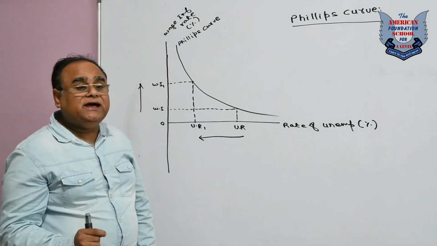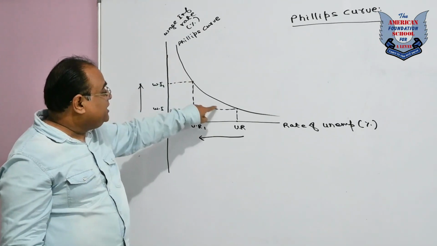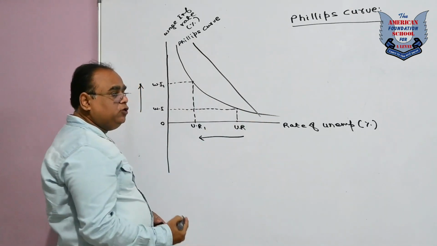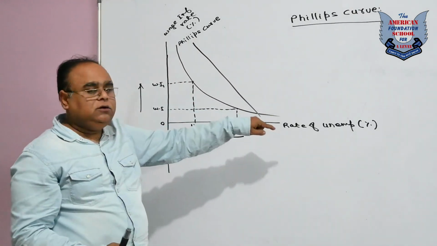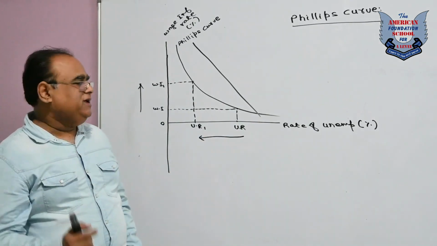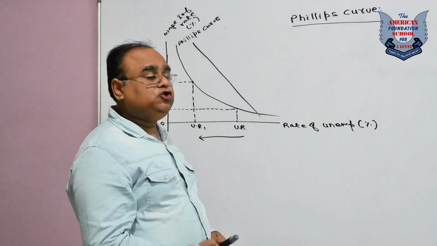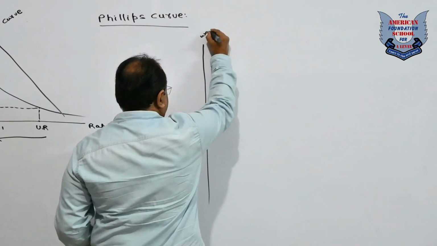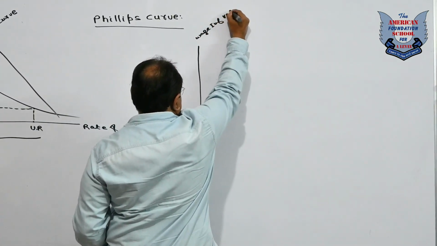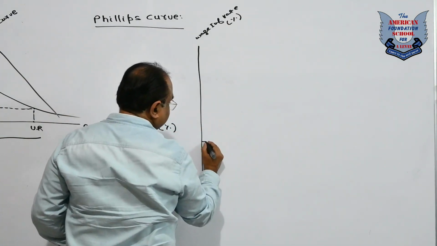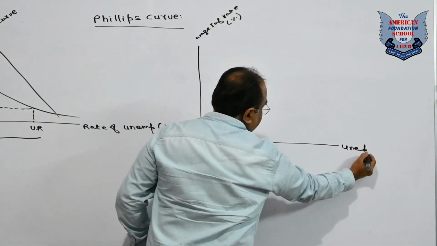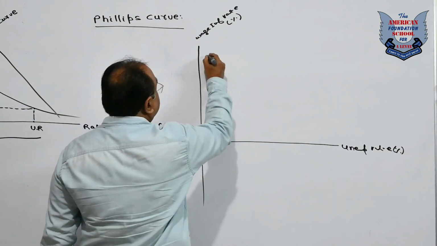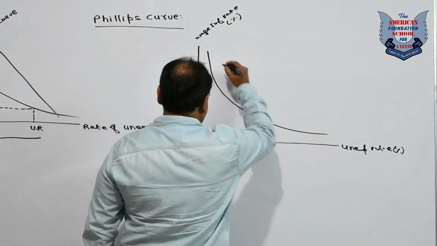But one point here is why this line is inward concave. We can also show an inverse relationship by a straight downward sloping line. But why is the Phillips curve drawn inward concave, let me explain that. And for this purpose, I'm going to draw one more diagram. Again, wage inflation rate on the y-axis, unemployment rate percent on the x-axis, 0. I'm redrawing the Phillips curve here.